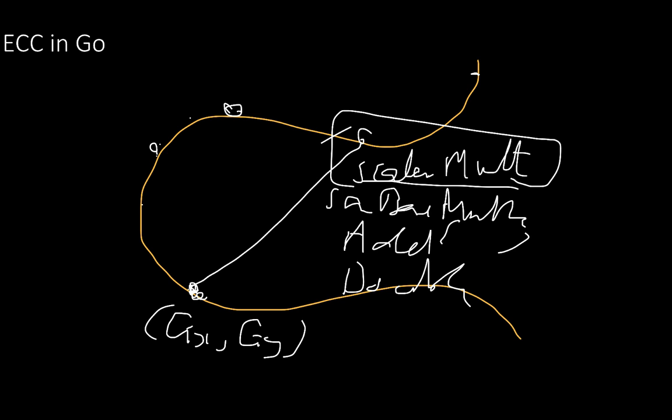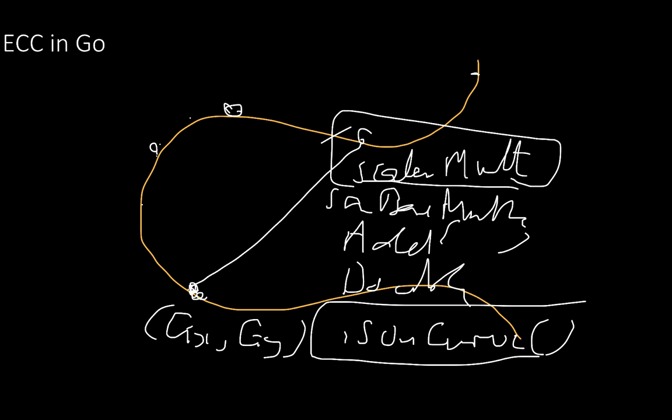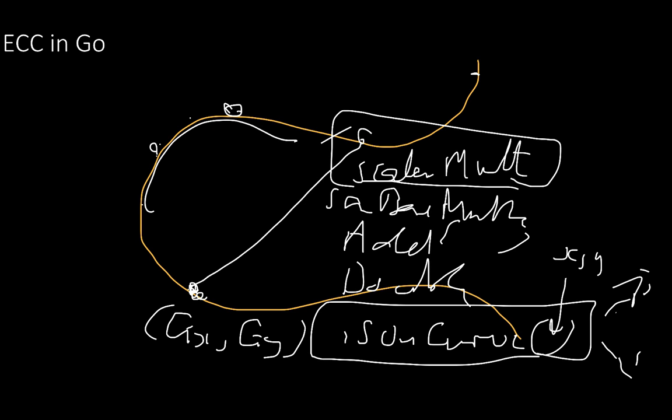The last method that we need gives us a basic check, is on curve. And this is a Boolean function where we pass the x and y point, and it tells us true if it's on the curve and false if it is not on the curve.